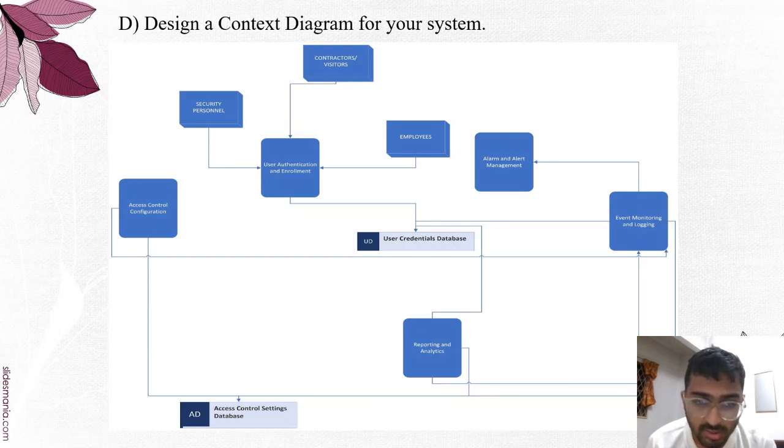There are three entities, and the data flows from them to the user registration and enrollment process: security personnel, contractors or visitors, and employees. Those data move to the user registration and enrollment process, and then the data flows to the data store, user credential database. And not only that, all of this data moves from the entities through the processes and ends up in the access control settings database.